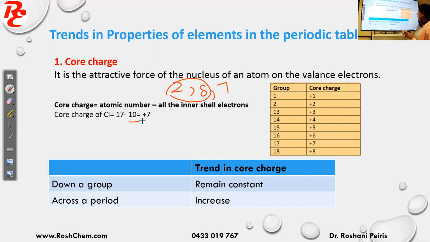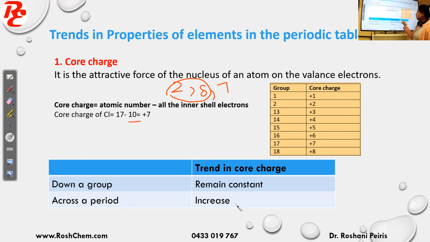So these are the calculated values for elements from different groups. You can see any element from group 1 will have a core charge of plus 1. Group 2 will show plus 2, group 13 plus 3, then plus 4, plus 5. Like that, you can see when you go from group 1 to group 18, the core charge is increasing. So what is the trend then? When you go from left to right across a period, the core charge is increasing.